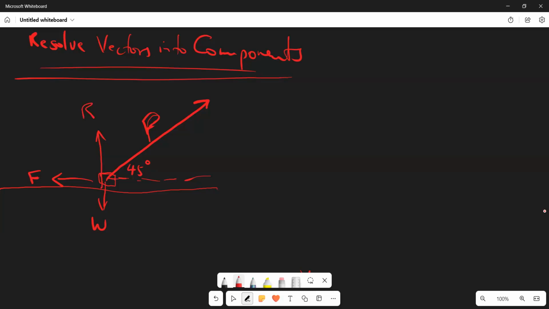Now, things are getting complicated here now. And you want to know, well, okay, is this force P, is it enough? Is it enough to drag this body along the horizontal?